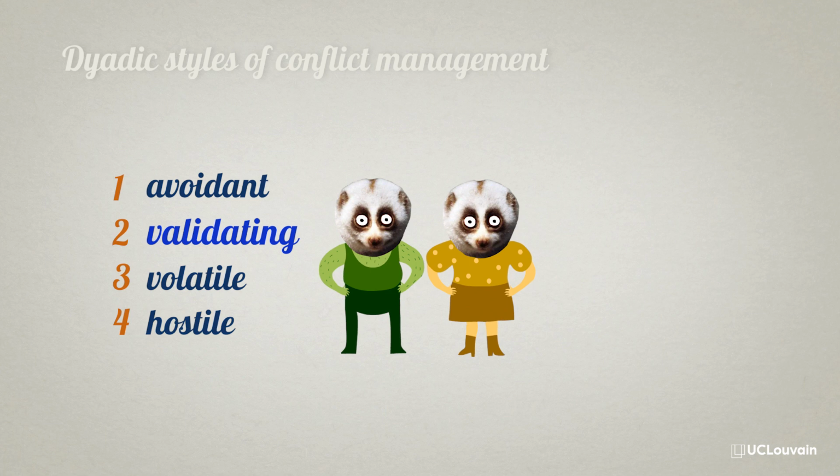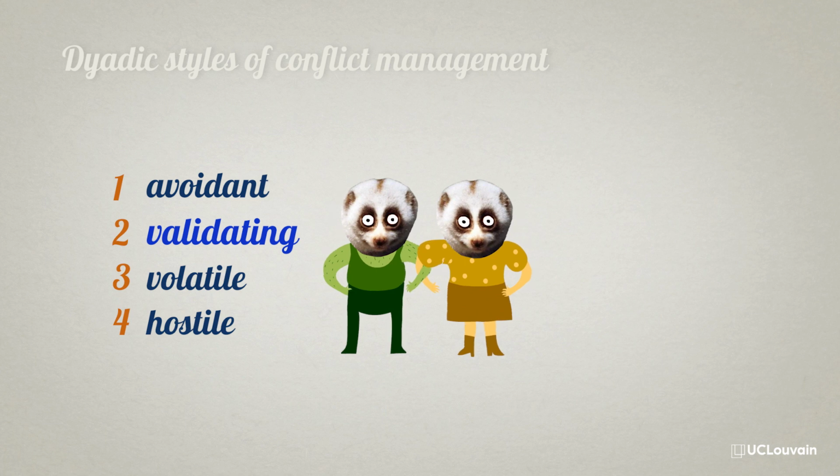Couples who use the validating style are collaborative couples. These couples are committed to finding mutually satisfactory solutions to conflict and disagreements. They show respect and appreciation for each other and work to reduce the tensions that exist between them.